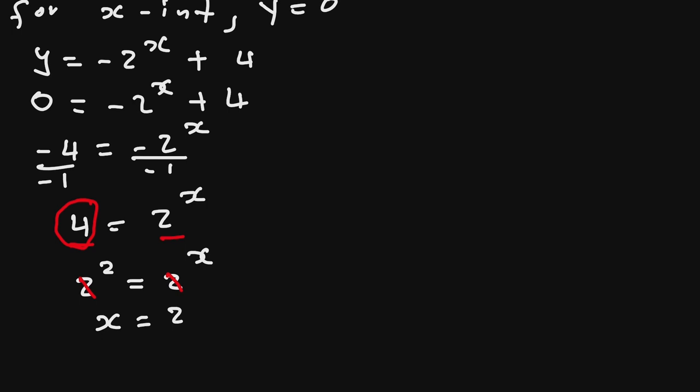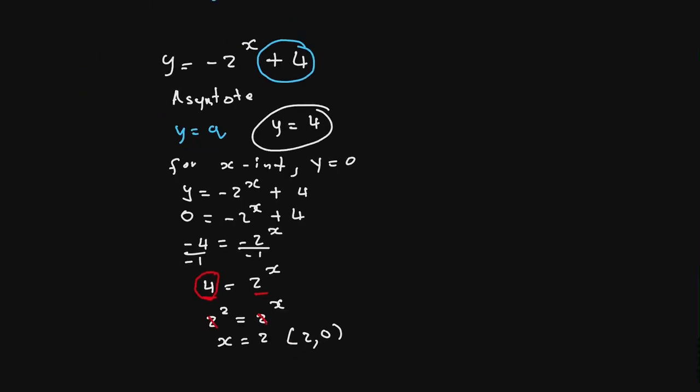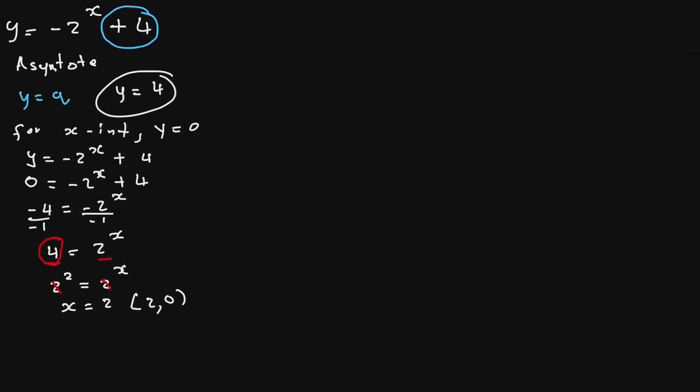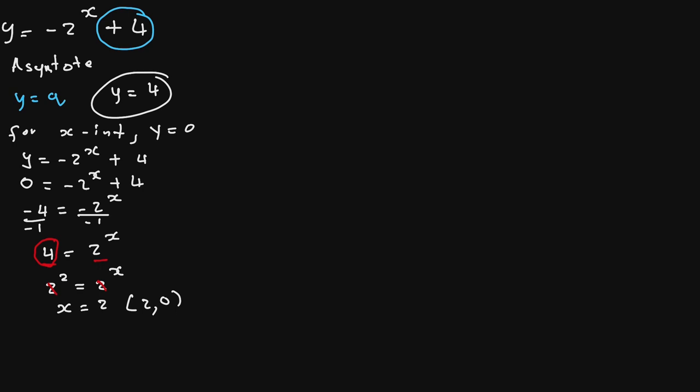But remember now, this x is what? It is the x-intercept. So the coordinate of it is going to be (2, 0). So now if we want to find the y-intercept, what are we going to do? We're going to say what? For the y-intercept, we know the value of x equals 0. So remember our equation is y equals negative 2 to the power of x plus 4.